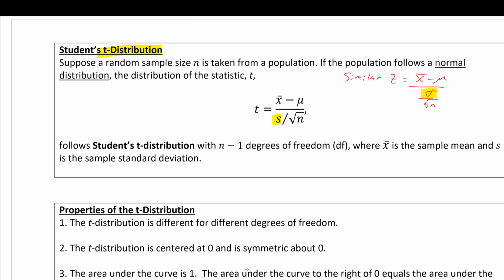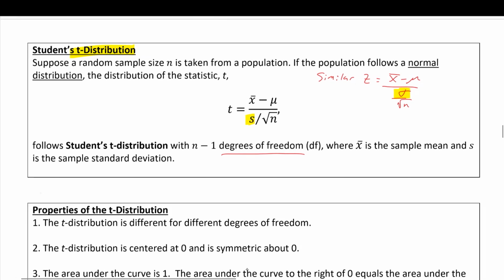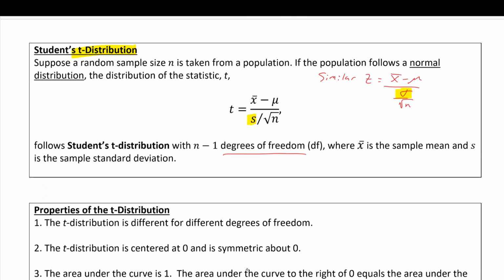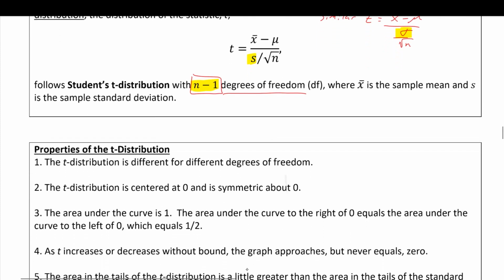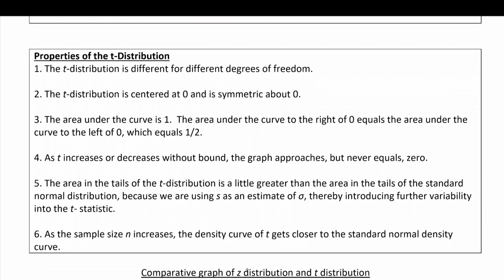Now this distribution has a thing called degrees of freedom associated with it. Now for our class, we don't really need to know what degrees of freedom are in too much detail. It's not that important, at least for our understanding at this level of the course. Just know that anytime you see the word degrees of freedom, it's just your sample size minus 1. So some of the properties of the t-distribution are as follows. Okay, the t-distribution is different for different degrees of freedom.